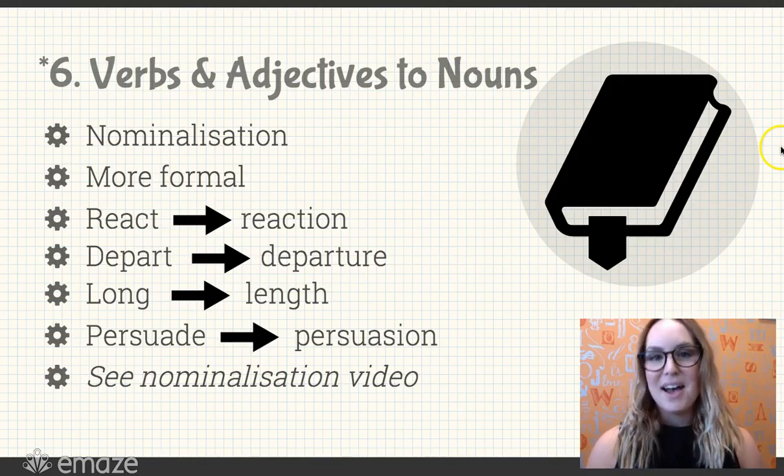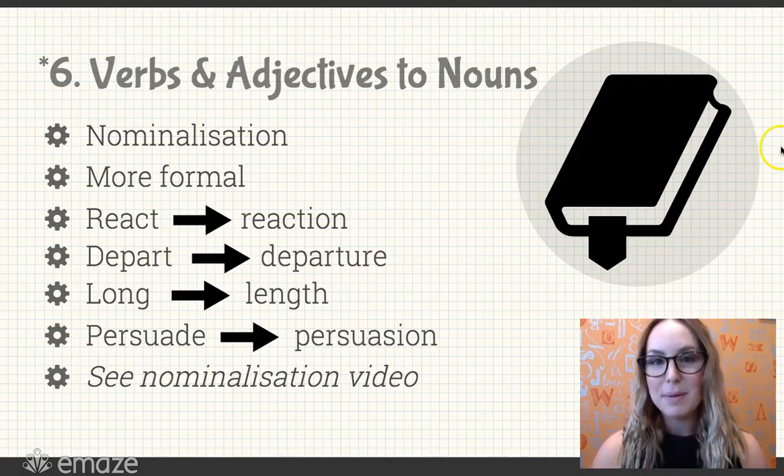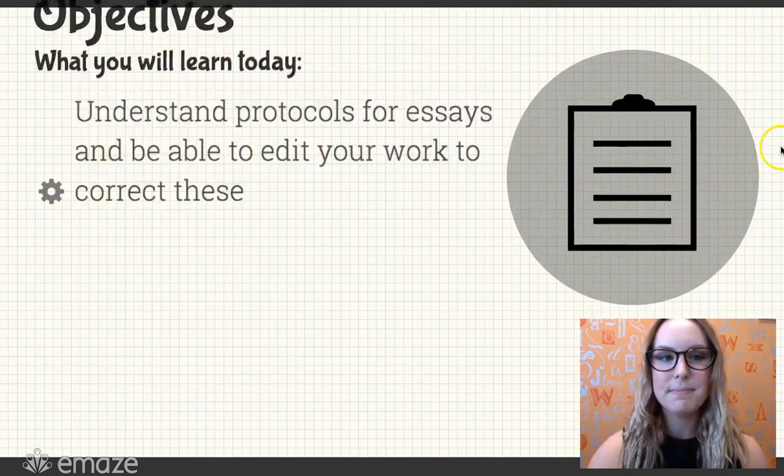This is a very hard concept to explain in a slide. There will be a video on nominalization coming soon, so keep an eye out. And I guess this is just a bit of an introduction to it.